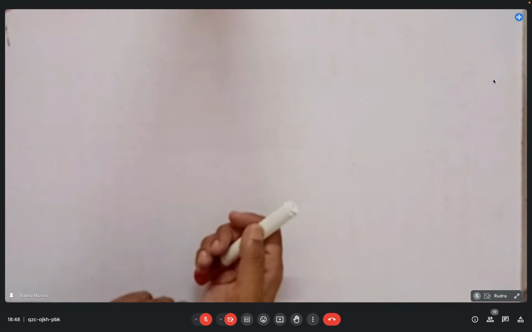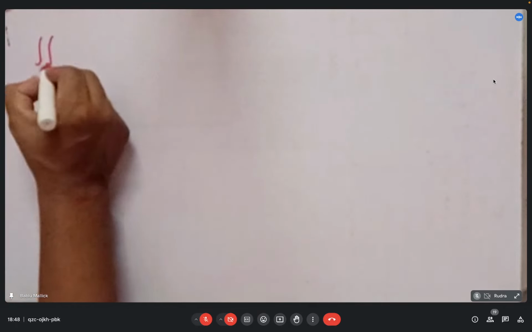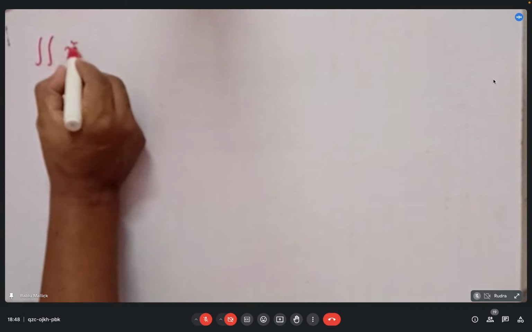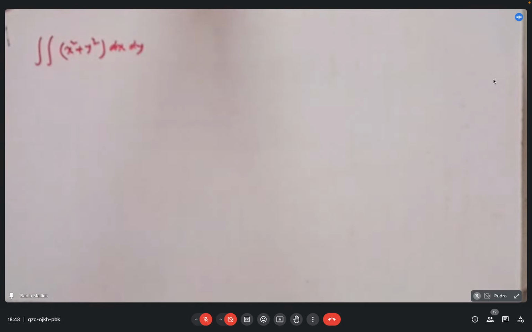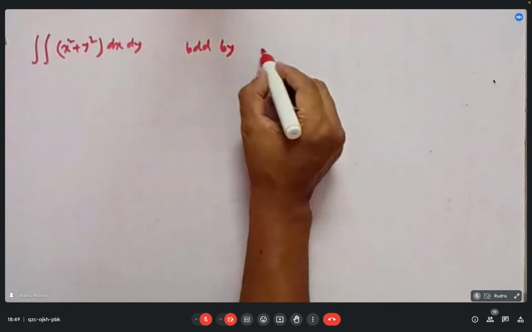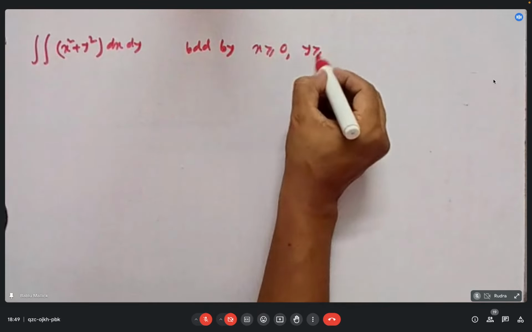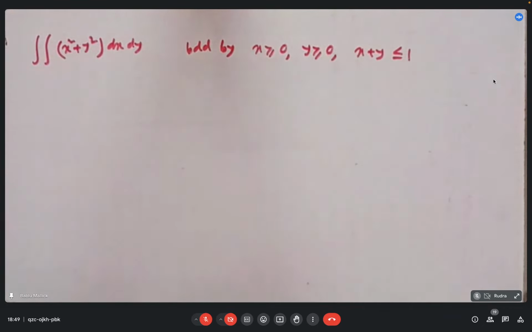Evaluate, question is this, evaluate the double integration of x square plus y square dx dy over the area bounded by x greater equal to 0, y greater equal to 0 and x plus y less equal to 1.